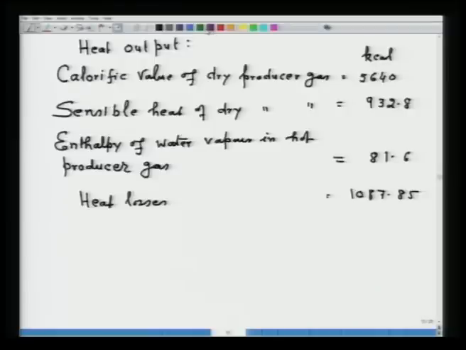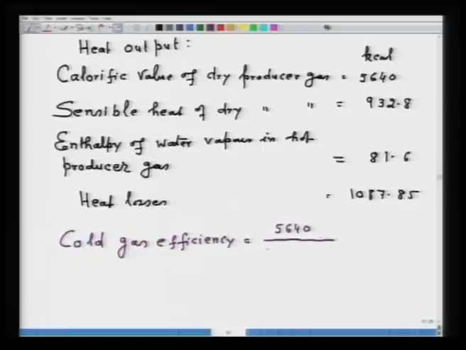Now, I can determine the efficiency. For example, let me determine first of all the cold gas efficiency. Cold gas efficiency is equal to 5640 upon total heat input, that is 7742, multiplied by 100. Of course, you can put 0.25, that is not very significant. So that will be equal to 72.85%. That is how the efficiency of the producer can be calculated.